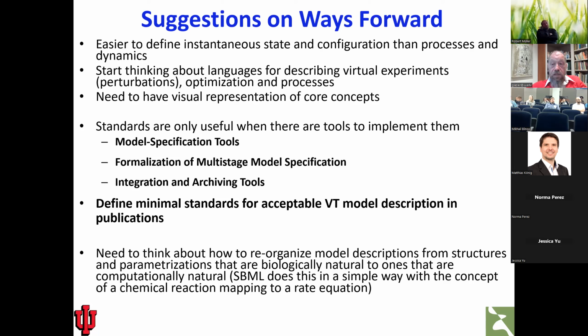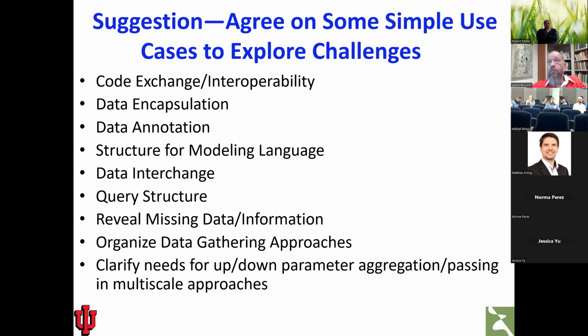I think SBML does this very nicely. You have a core concept of a chemical reaction. That's a very natural concept for an experimentalist. Then you have that translation of that into, for example, an ordinary differential equation, a rate equation, or a stochastic differential equation, which are natural from the computational mathematical point of view. That complexity tends to be hidden. SBML does a great job of hiding that complexity from the user.